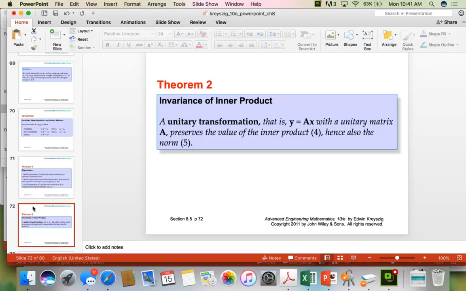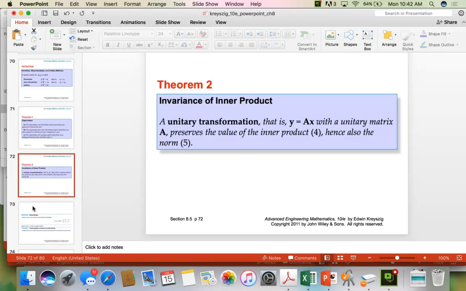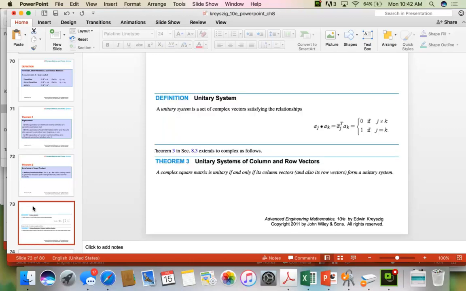All right, just like with the real matrices, a unitary transformation with a unitary matrix A will also preserve the value of the inner product and also the norm. So that's another important thing to know about unitary systems. So basically, what is a unitary system? It's a set of complex vectors that satisfy the following relationships, where for a given row and a given column, the inner product is 0 if j and k are not equal. It's 1 if j and k are equal.